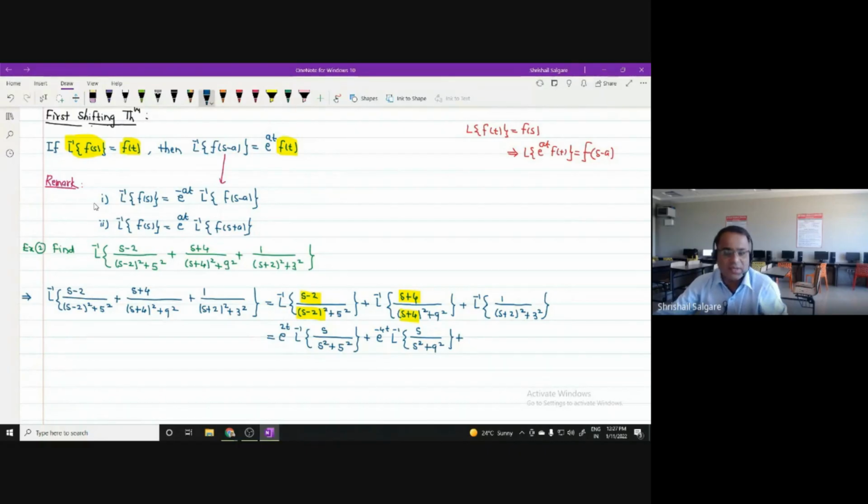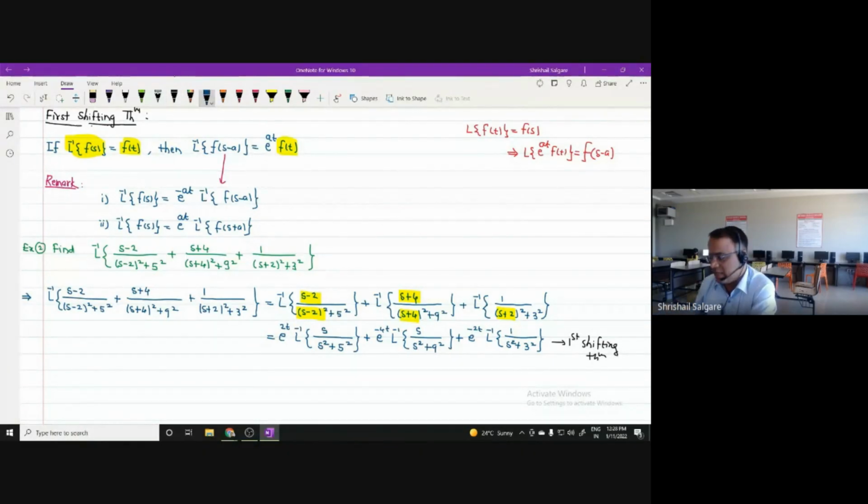And the next one, I think Ankita is there. What will come? E raised to minus 2t. E to the power minus 2t into L inverse of 1 upon s square plus 3 square. So what I did here? Here I am applying only the first shifting theorem, and the first one, the result as it is.